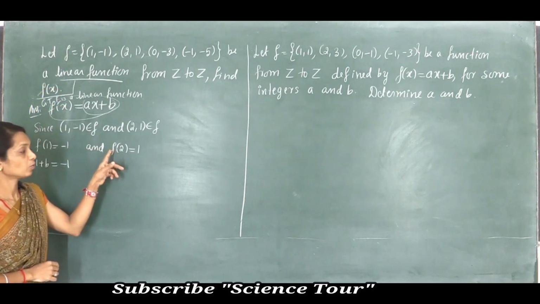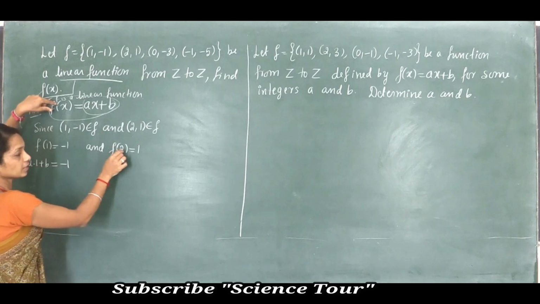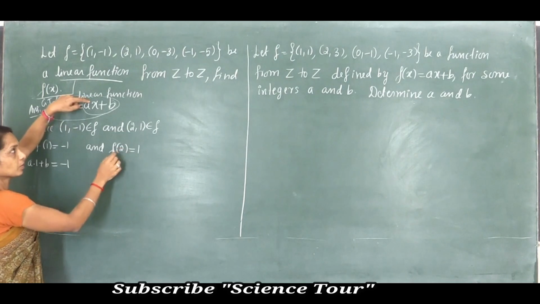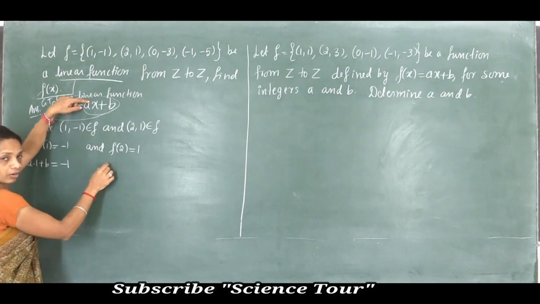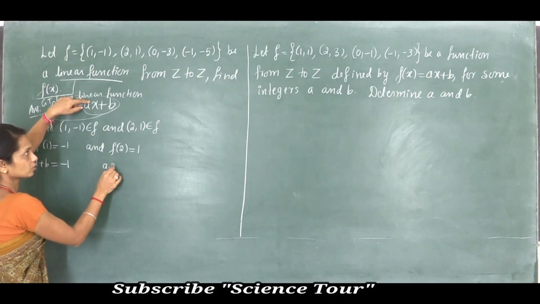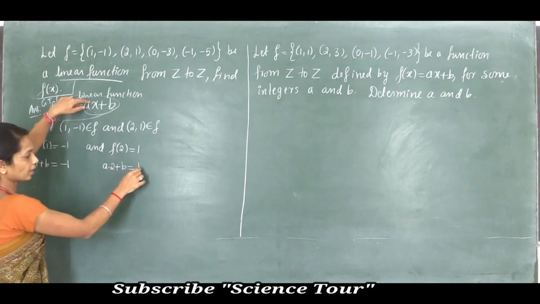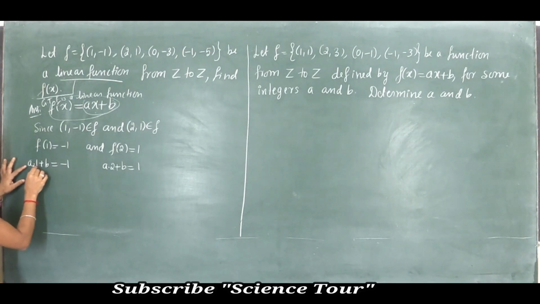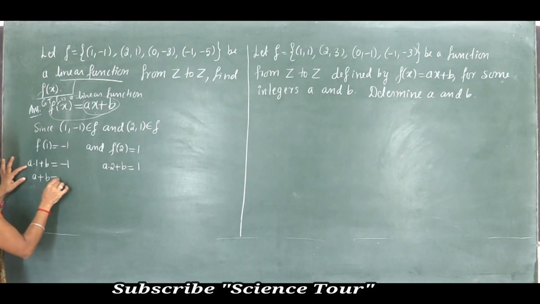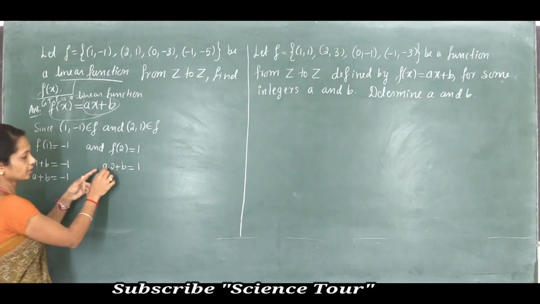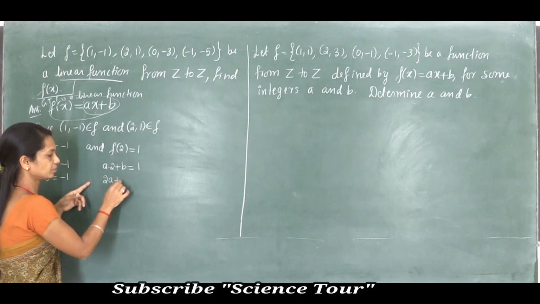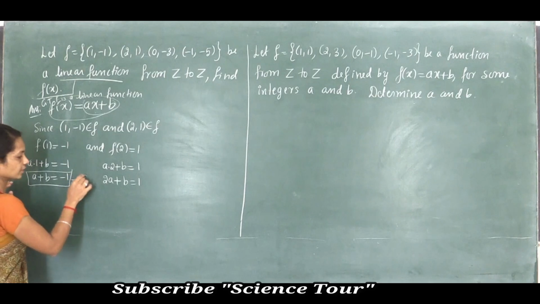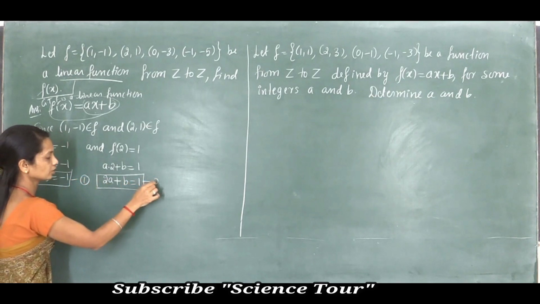Next, same type, what is f of 2 from this? Now in x's place you can see 2. So x's place you have to replace by 2 on the right side here. So what you get, you write here on the left side: a into 2 plus b is equal to 1. Okay, this one you have to carry, and here you simplify: a plus b is equal to minus 1, and here a into 2, that is 2a plus b is equal to 1. Okay, take these two equations as equation 1 and equation number 2.